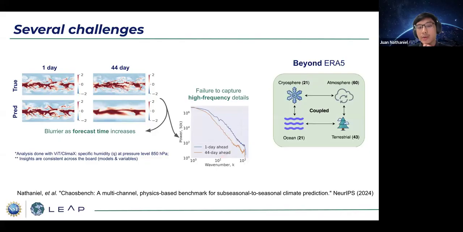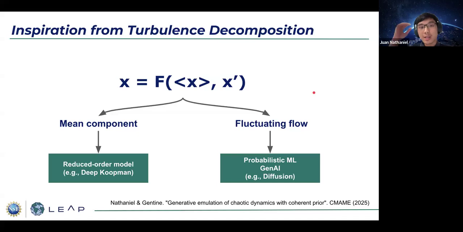So we came up with this benchmark where instead of just having surface atmosphere, ERA5, we collect a bunch of other analysis products, so people can emulate the whole Earth system. So that's the idea here. We are trying to bridge this gap. We have some ideas for how we can improve the blurriness of the forecast.